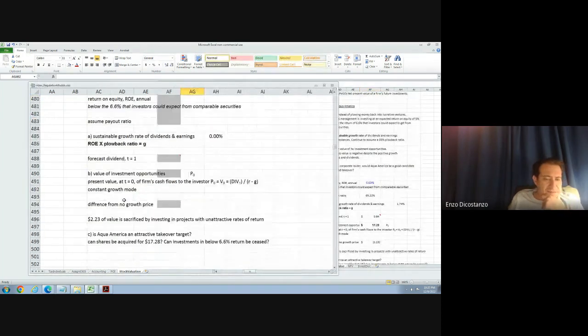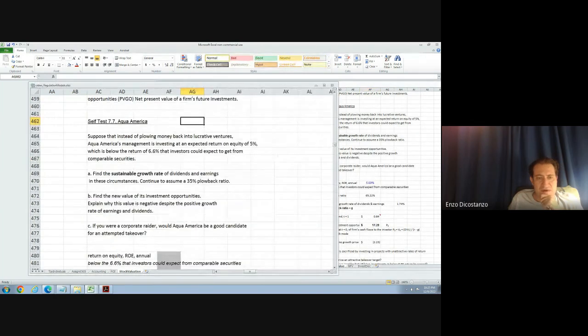And the merciful end of this is what? This is our last problem here. It says instead of plowing back money into lucrative ventures, it's investing at the expected return on equity of 5%, which is below the return of 6.6 investors could expect to get from comparable securities. Find the sustainable growth rate. Continue to assume a 35% plowback. Find the new value of its investment opportunities. Explain why the value is negative despite the positive growth rate of earnings and dividends. If you're corporate raider, would America be a good candidate?